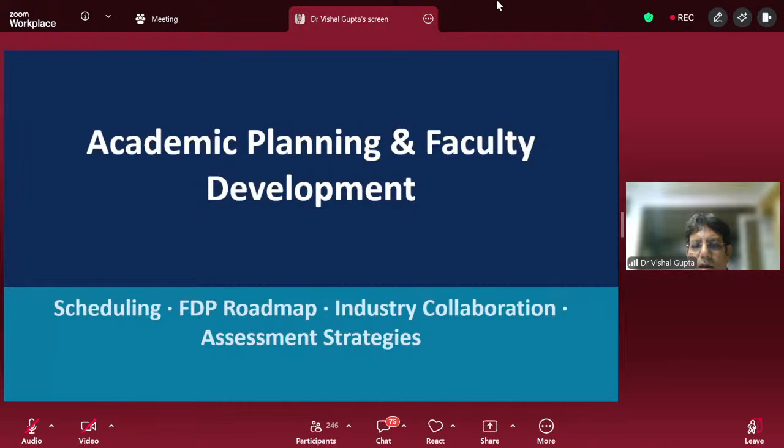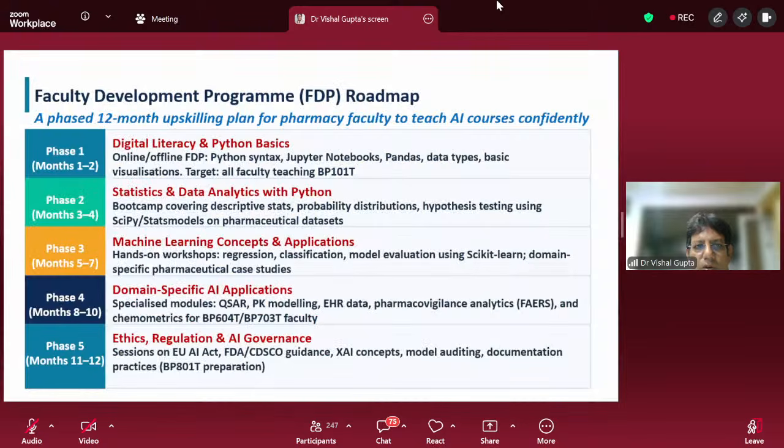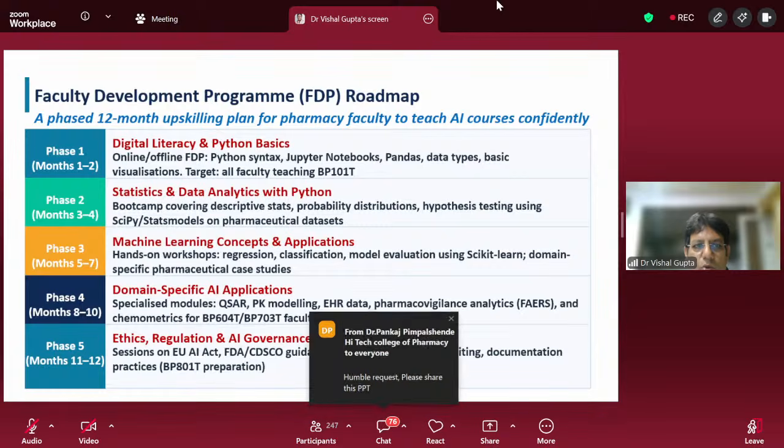For the academic planning and faculty development: how you should schedule the classes, how the faculty development program roadmap should be done, what you should do in the industry collaboration, and how the assessment strategies should be built. So it is very, very vital for this particular program. Every institution should think about a faculty development program. I have planned tentatively a 1 year or 12-month program. For phase 1, months 1 to 2, everybody should be trained on digital literacy and Python basics.